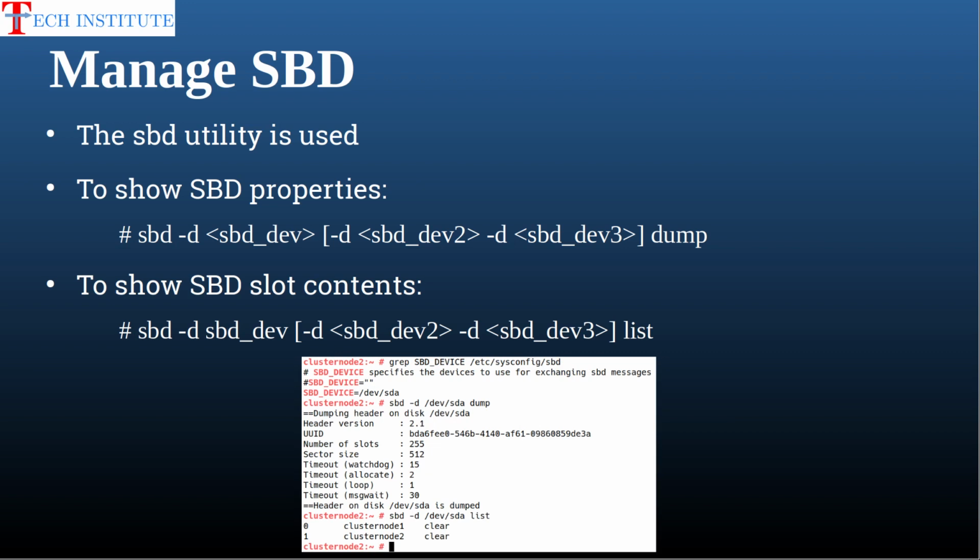So this is an example. How can you find out the SBD device? Very easy. You grep SBD_DEVICE from /etc/sysconfig/sbd, so that will list down all the SBD devices configured. In this example you can see /dev/hda is configured as an SBD device, and then you do sbd -d on /dev/hda and dump. It will give you the header version, UUID, number of slots available, sector size, timeout values for your watchdog, then msgwait, all those things it will show. And then if you do list, it will show how many cluster nodes are using that SBD device and what the status is for them, whether they're clean or not.